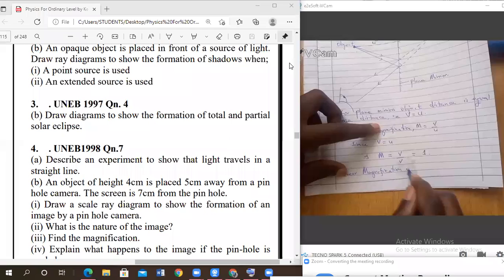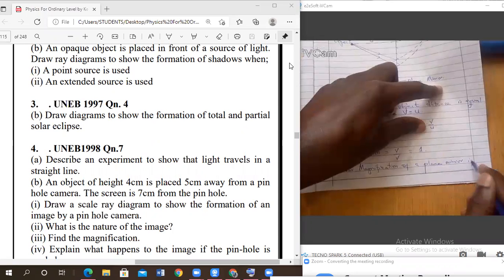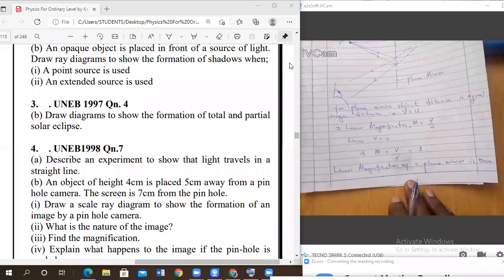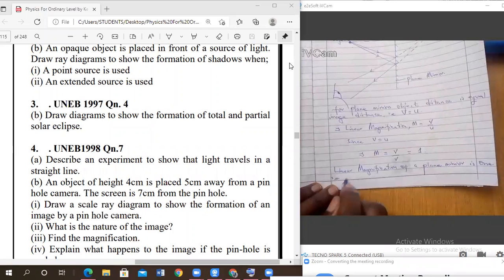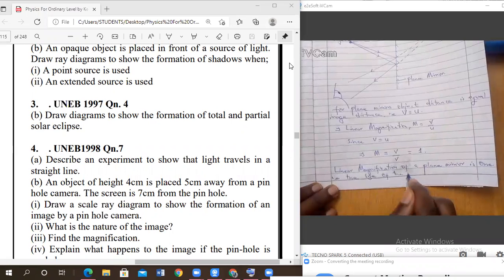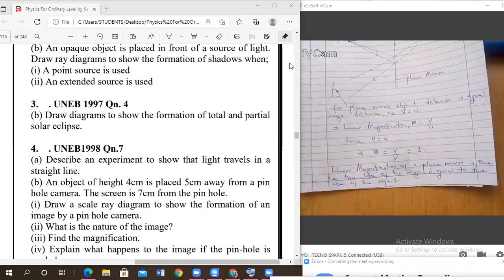So the linear magnification of a plane mirror is 1. That is, the size of the image is equal to the size of the object. We shall look at that in detail when we are looking at plane mirrors.